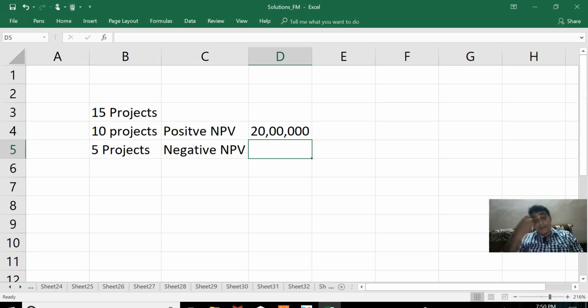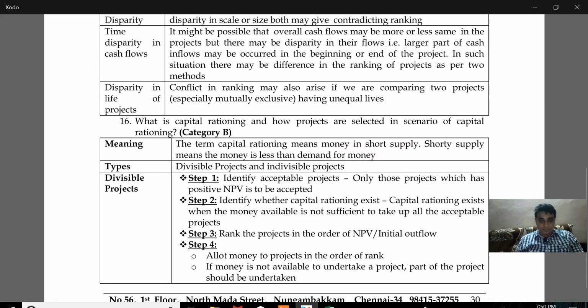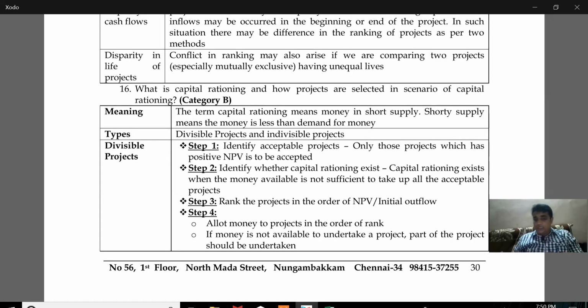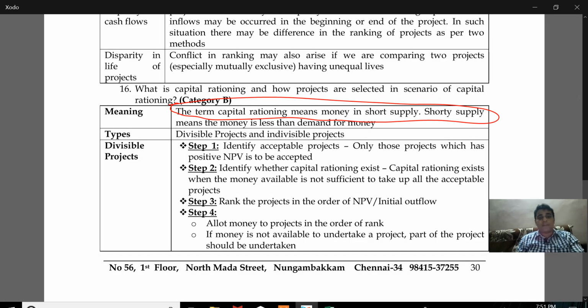rationing. It is similar to the limiting factor which you could have learnt in marginal costing. A limiting factor is one whose demand is more than its supply. In capital rationing also, the demand for money is 20 lakhs whereas the supply of money is less. So I don't have adequate money to meet the projects, and I'm going to pick and choose the projects. The term capital rationing means money is in short supply, that is, the available money is less than the demand for money.